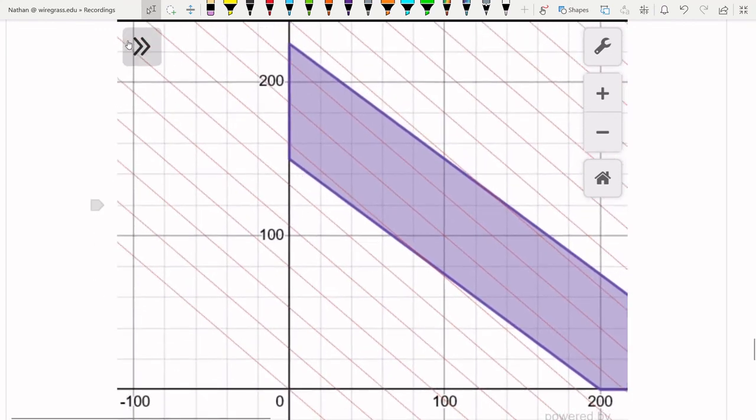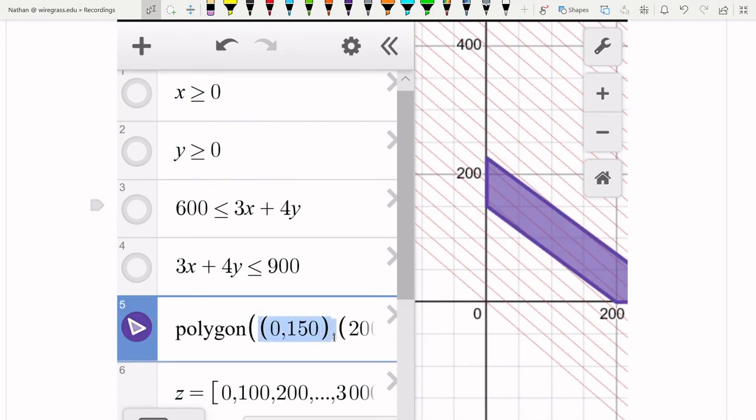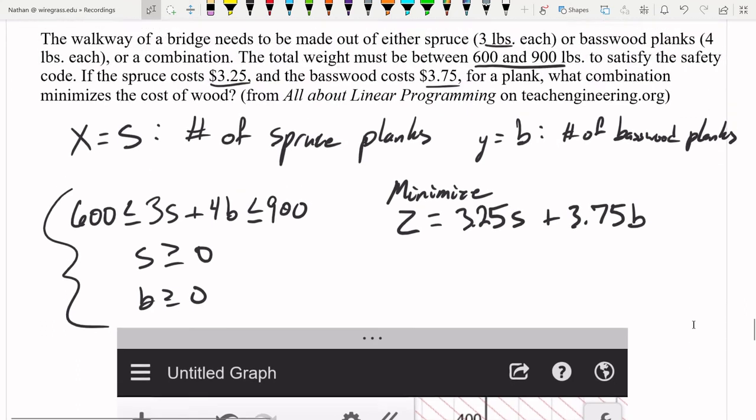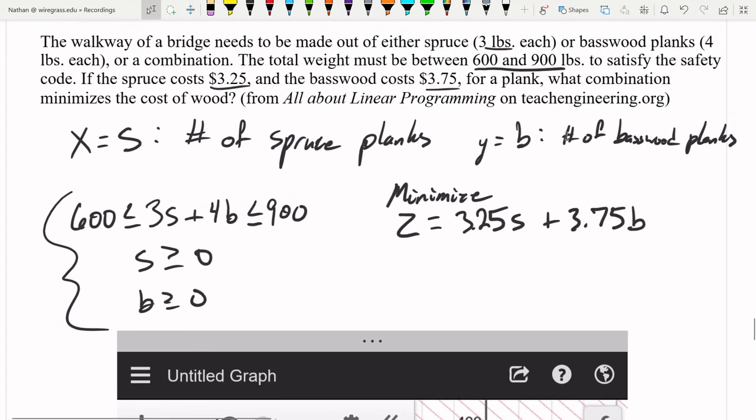And that vertex is at 0, 150. So what that means is that if we only use basswood planks, then we're going to get to our safety condition faster, at 4 pounds each. So 150 basswood planks, 150 times 4 is 600. That gets us to the minimum, which would be the cheapest way to do it. And even though it costs more for the basswood planks, the weight is heavier, so it's much easier to get to that weight.